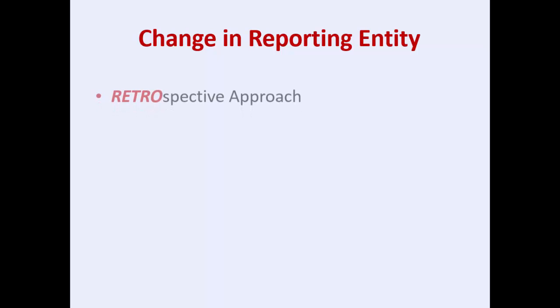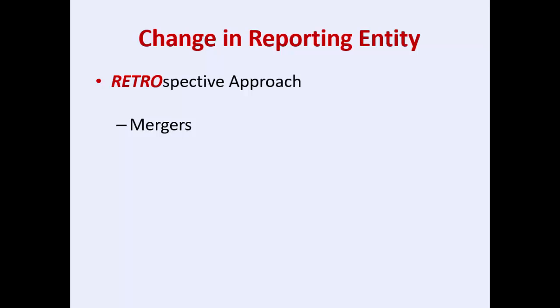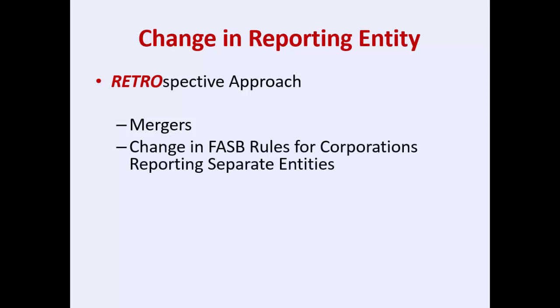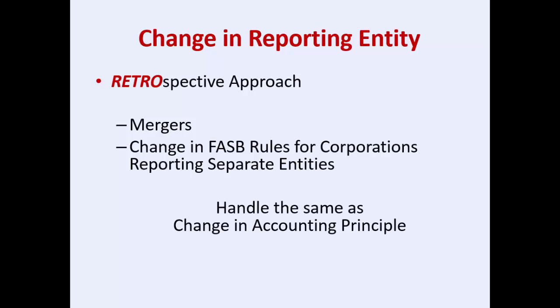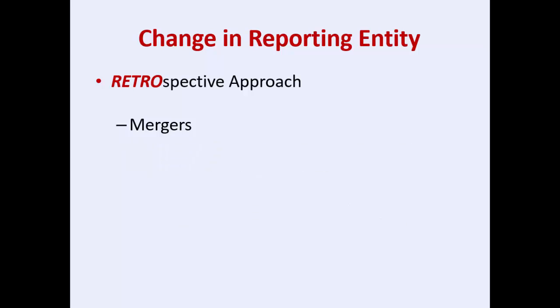Now, the third one, change in reporting entity. This is required to be retro. And this would be a corporate merger, or a change in a FASB rule for corporations reported as separate entities. So let's say I have a company and I have 5 subsidiaries, and those 5 subsidiaries are all reported separately. But a change happened and FASB is requiring me to consolidate now, or maybe I have now gone beyond significant influence with an investment in another company. Now I have control. I'm required to consolidate. That is a change in reporting entity. And it's handled the same as a change in accounting principle. It's retro.